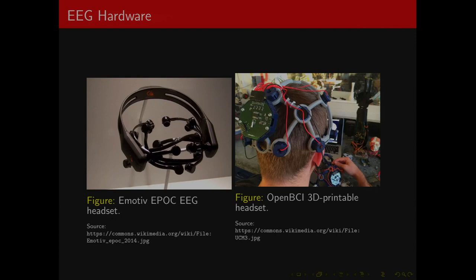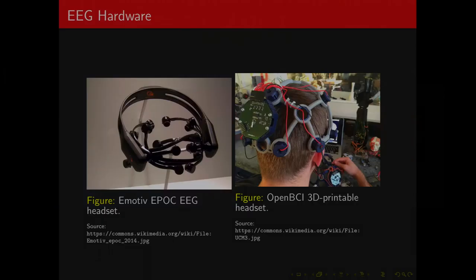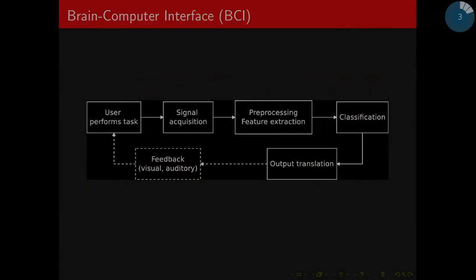I'm not going to explain too much about the devices. I want to talk a bit about how we can use EEG readings to have a brain-computer interface. A brain-computer interface typically consists of a user having a task. The task can be thinking, for example, to have some input. If it's used to drive an electric wheelchair, for example, it could be a thought to go forward.